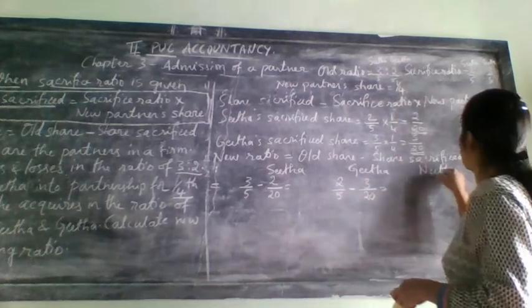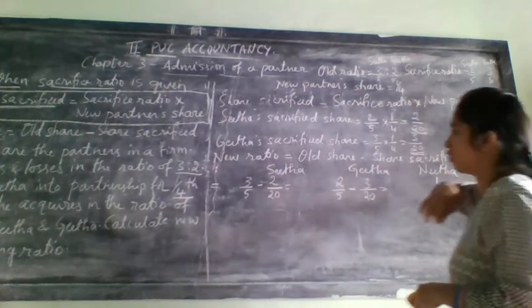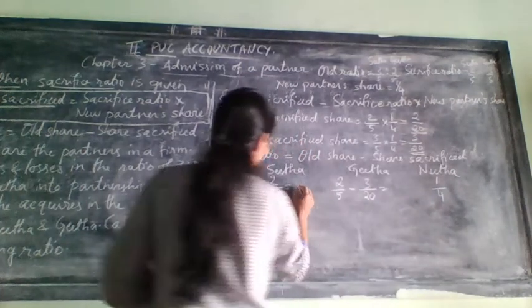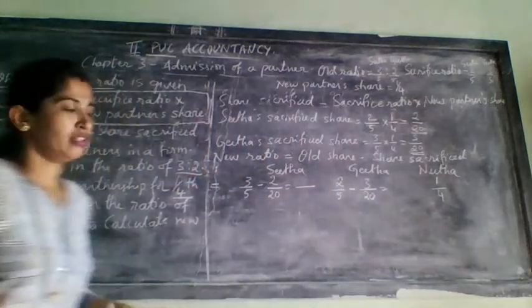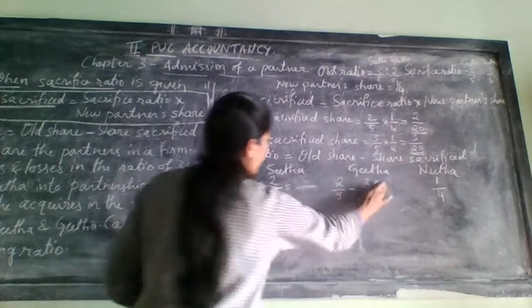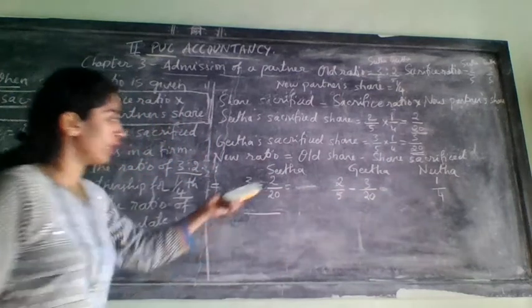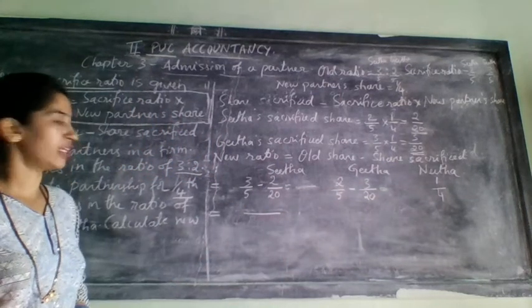And here it is 1 by 4. They have given the new partner's share as 1 by 4. Now, instead of doing it here, I will do it here only. Instead of doing cross multiplication, you can take the highest denominator as a common denominator.